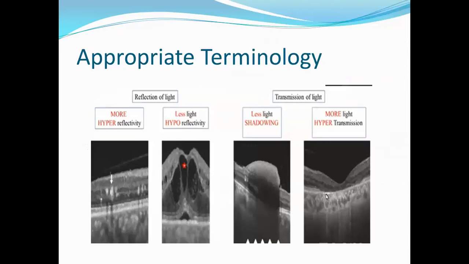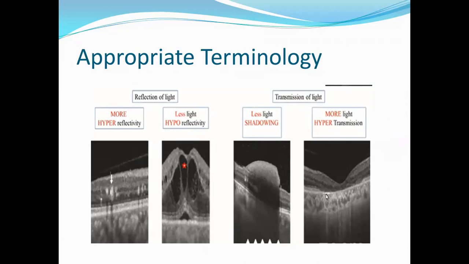Then coming on to the terminology. Whenever you are reading an OCT, you have to give the terminology in two forms. It either depends on the reflection of light from the tissue, or it depends on the transmission of light through the tissue. So whenever the reflection is more, we call it hyper reflective. Such lesions or such areas will appear as bright white. Whenever the reflection of light or the backscattering of light is less, we call it hyporeflective, and such areas or lesions will appear as black in the OCT image.